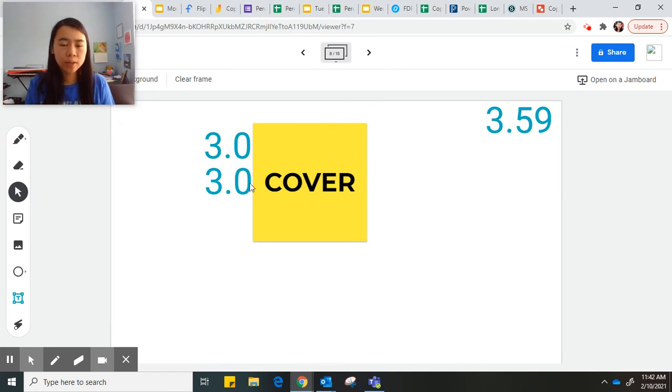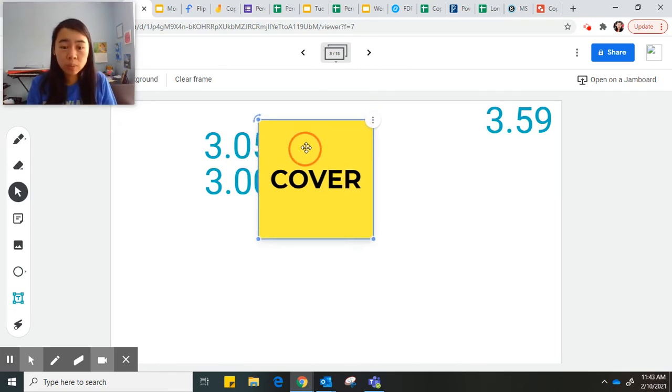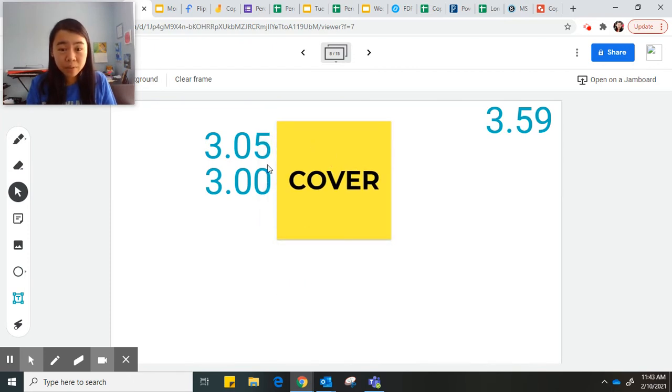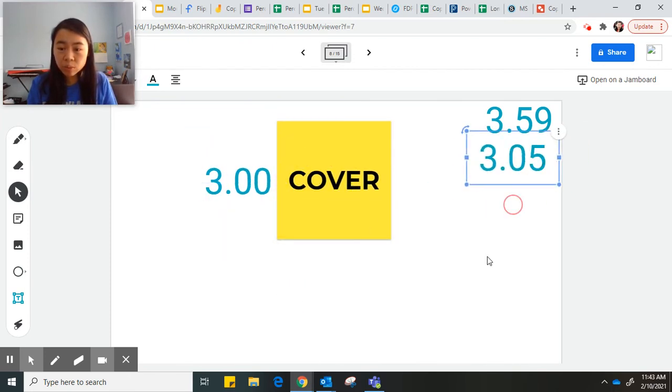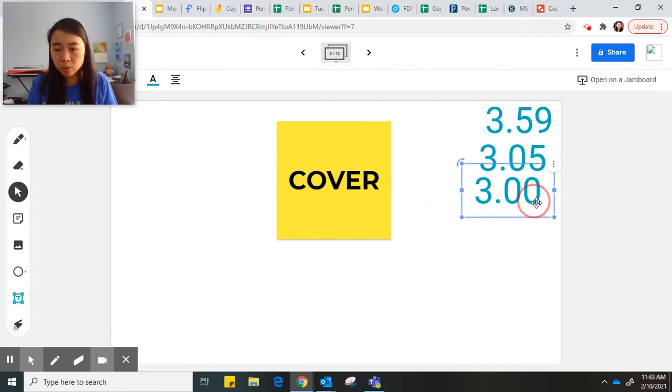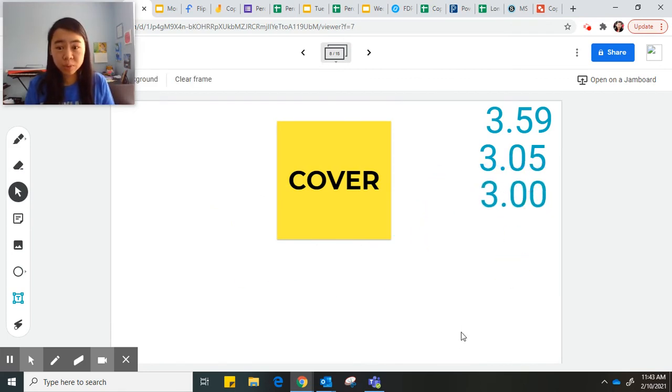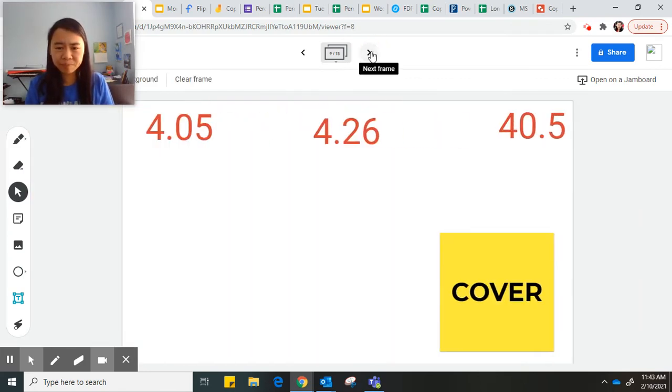Put that up top. Okay, so now we're comparing a 0 and 0, which is the same thing. So now I have to slowly reveal one more decimal place. 5. Okay, so this 3.05 is going to be larger than this 3.00. All right, let's try it again.